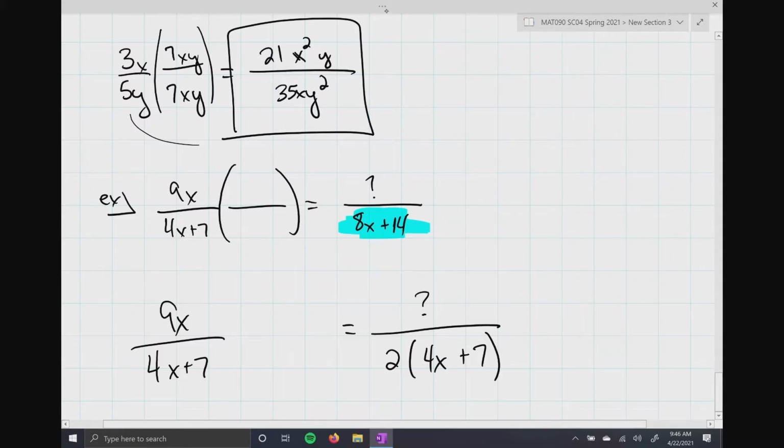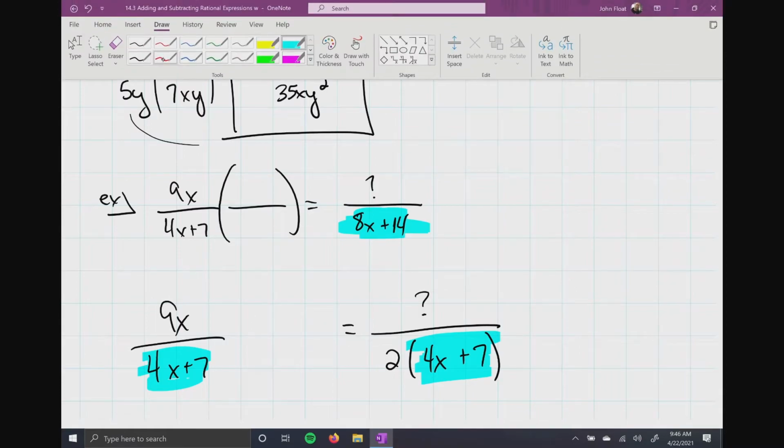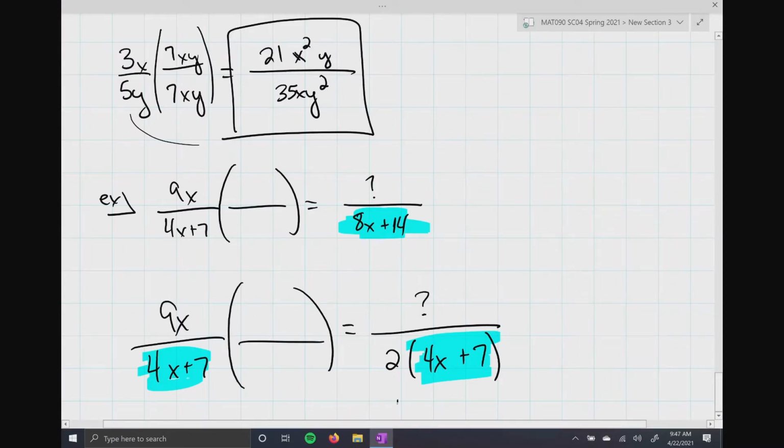And if you look here and here, notice they're the same. So the only thing that I really need to multiply the top and bottom by is a 2. So what am I going to multiply this by? 2 over 2. Because notice 4x plus 7 times 2 is 2 times 4x plus 7. And in the numerator, you get 18x. Are there any questions?